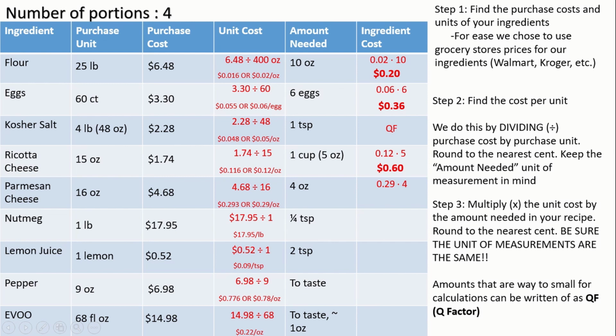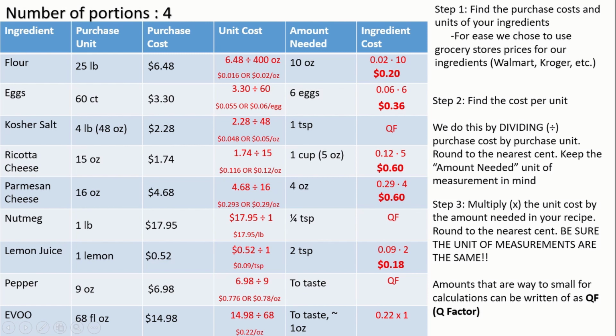29 cents for 4 ounces of Parmesan cheese, costs us 60 cents for the Parmesan. Nutmeg, again, we have such a small amount here, we would just write that off as a Q factor. Here with the lemon, you can see why, even though it's only 2 teaspoons, we're not just writing that off. It's worth putting the 18 cents here. However, with pepper, it's negligible.